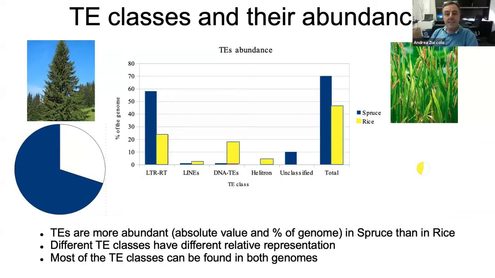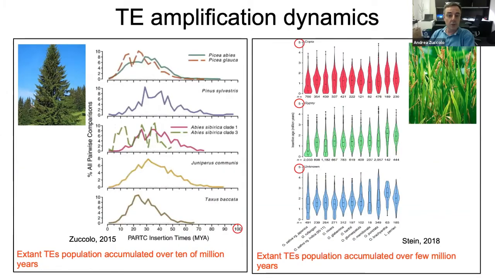These striking differences obviously puzzled scientists for years, and one of the very first things we checked was the TE content in the two plants. And not surprisingly, both the relative and the absolute amount of TEs is much greater in Norway spruce than in rice. However, all the major types of these elements are present in both genomes. Once more, pointing out that TEs are quite old from an evolutionary point of view, since they are ubiquitous in many organisms, in all the organisms, and so they have to be quite old.